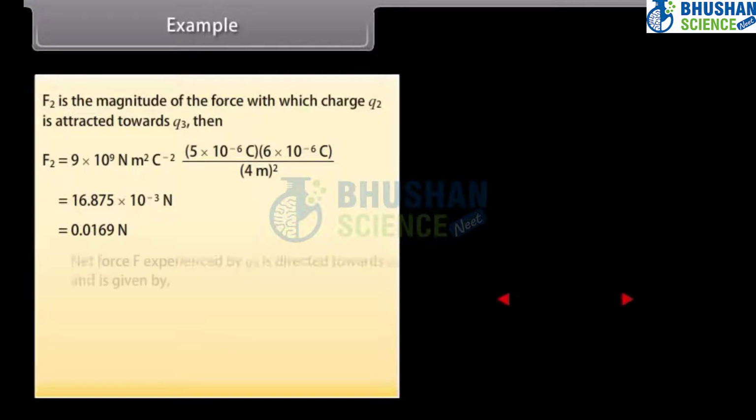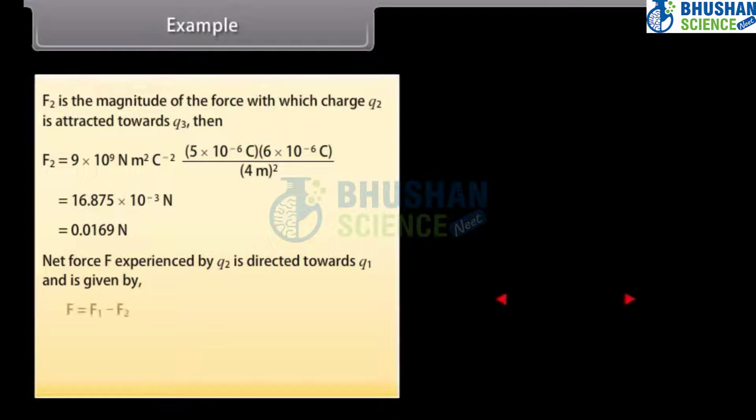0.0169 Newton. Net force F experienced by Q2 is directed towards Q1 and is given by F = F1 - F2, which equals 0.045 - 0.0169 Newton, which is equal to 0.0281 Newton.